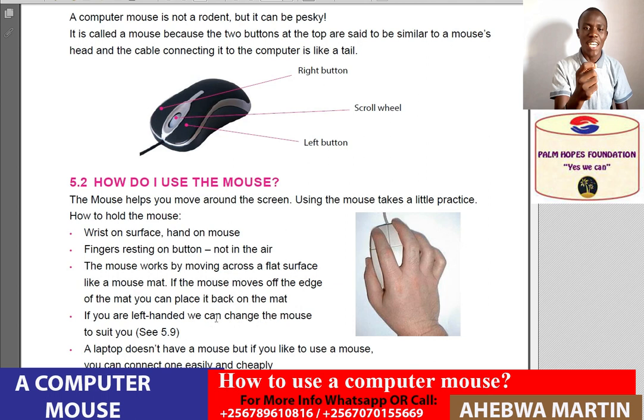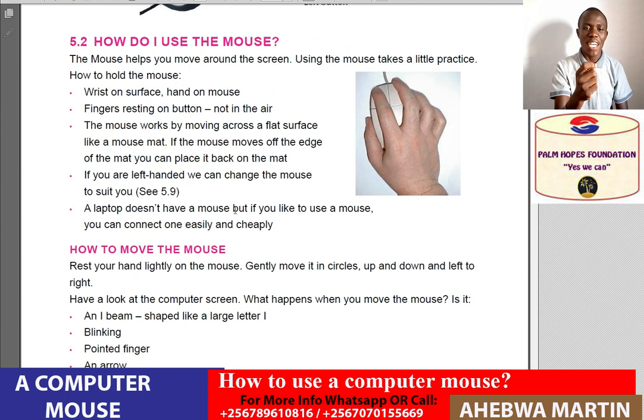Then they are saying if you are left-handed, we can change the mouse to suit you. Meaning that if you are a person who uses the left hand, not the right one, there are also mice for such people. Then they are saying that a laptop does not have a mouse, but if you like to use a mouse, you can connect one easily and cheaply. What do they mean here? That you can get your mouse from anywhere, and you connect it onto the computer externally.